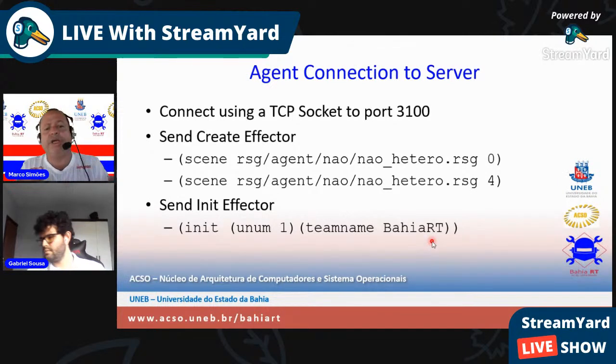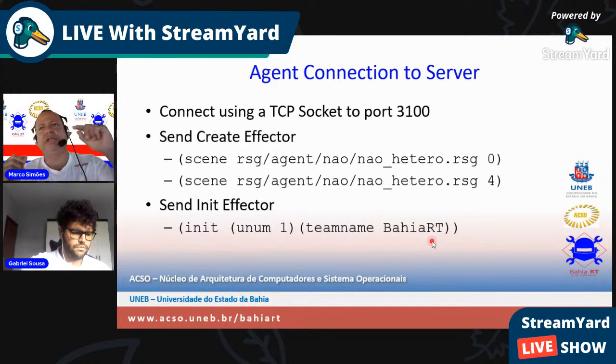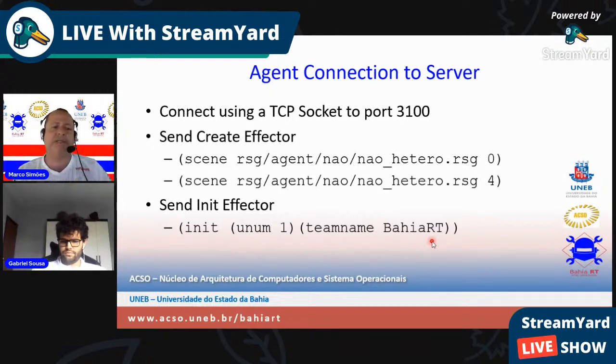So in this case, the server, the simulator, receives this command and understands, oh, this is the first robot of Team BahiaRT. So it understands that Team BahiaRT is joining the field at that time, joining the game. And the simulator will wait for other players from the same team to join the field up to complete the 11 squads. Okay, so that's the init effector.